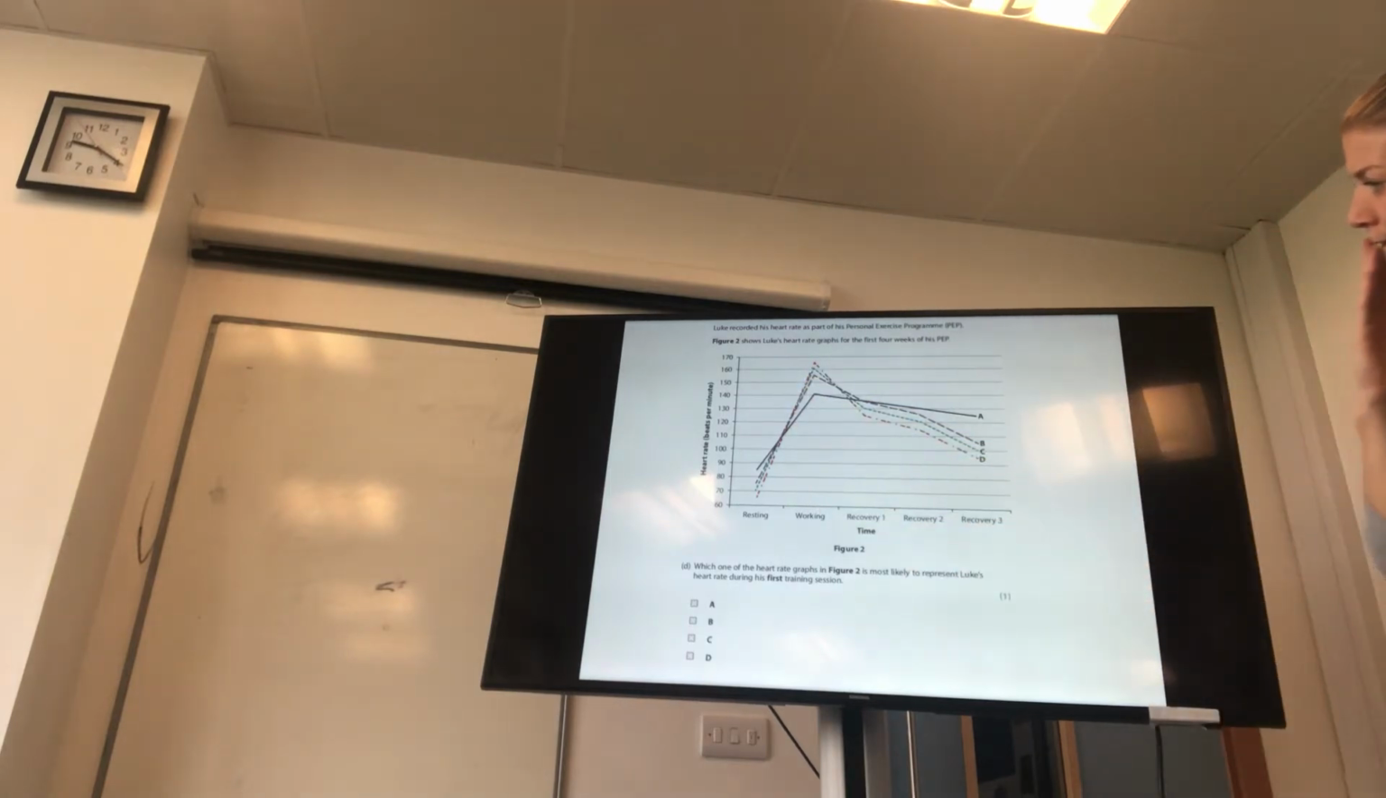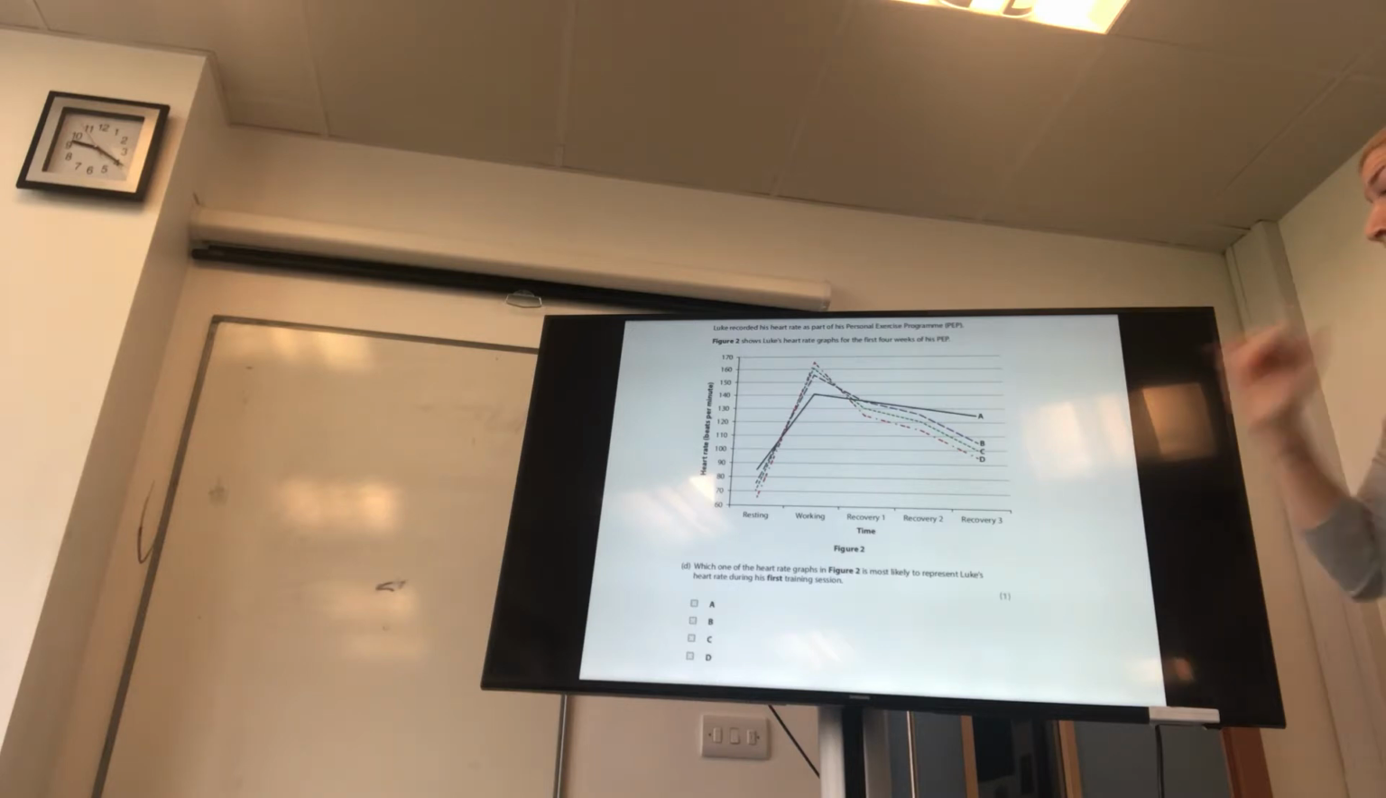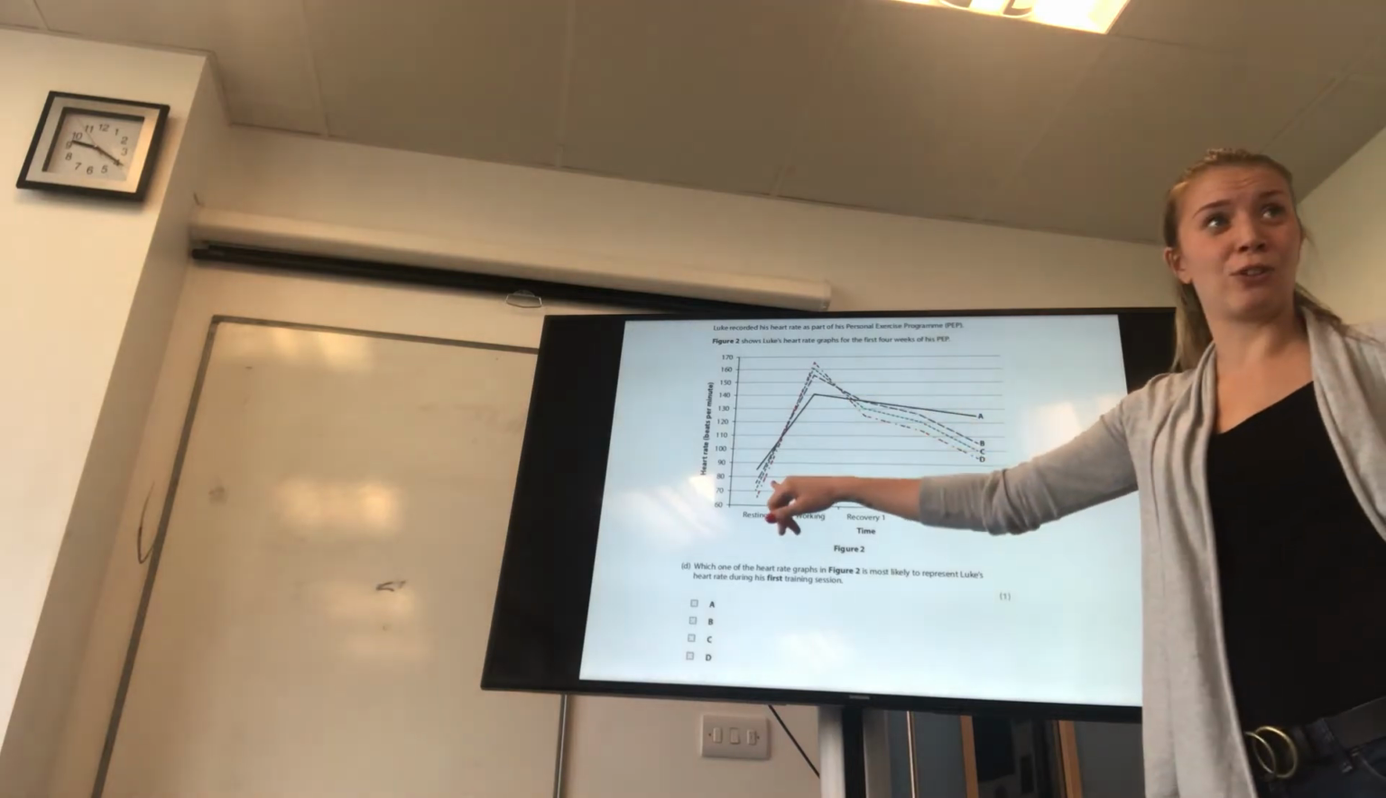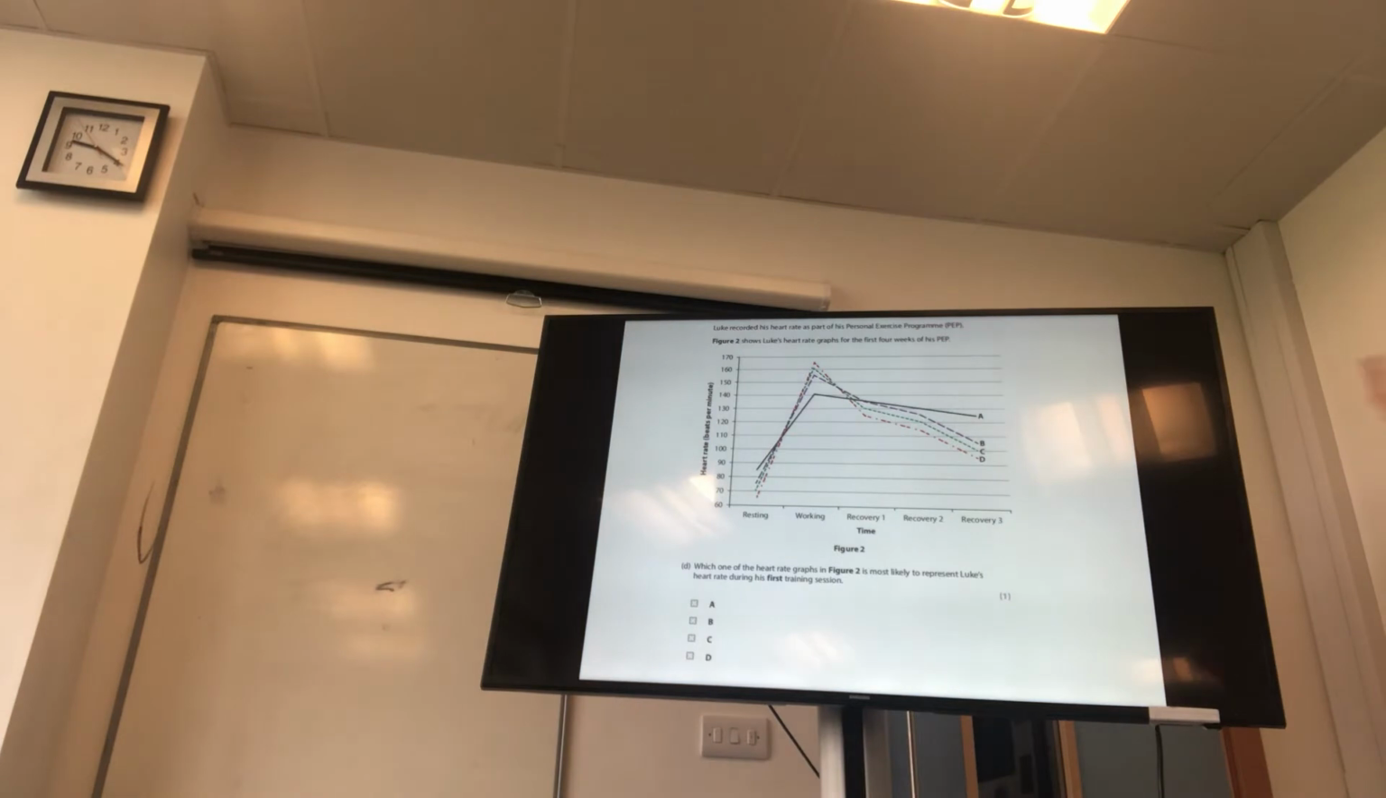Is A any different because it's a thick black line, or is that just... No, I think it's just that they've run out of colours. So don't think they've tricked you to try and get you to look at the one that's different. It's not the odd one out.